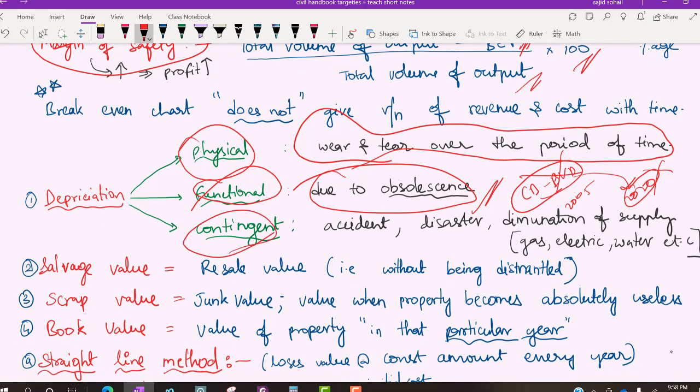See, for example, you have a car. You have a very good car. You have maintained it in a very good condition. You have bought it for 10 lakhs. At least if you want to sell after 3-4 years, 7 लाख, 6-7 लाख तो आपको मिल ही जाएंगे.